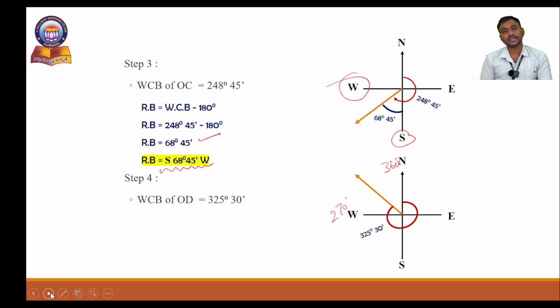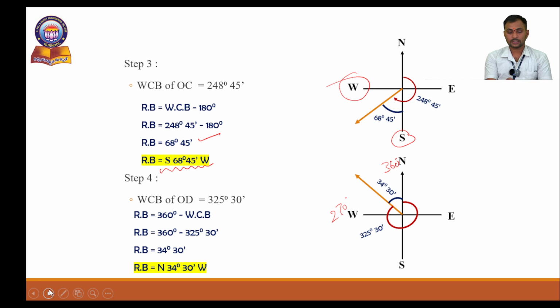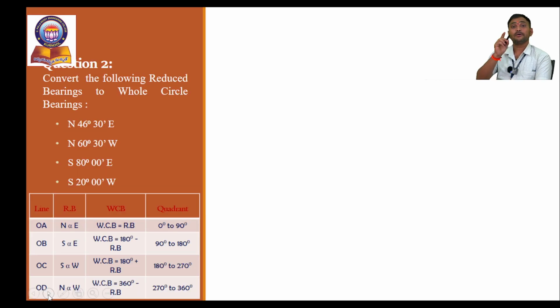That is 325 degrees 30 minutes. Now we have to subtract it from the full circle, that is 360 degrees. So if I remove 325 degrees 30 minutes from 360 degrees, I will get the reduced bearing value of 34 degrees 30 minutes. So it should be represented as north 34 degrees 30 minutes west. Okay, so this is the problem for conversion of whole circle bearing to reduced bearing.